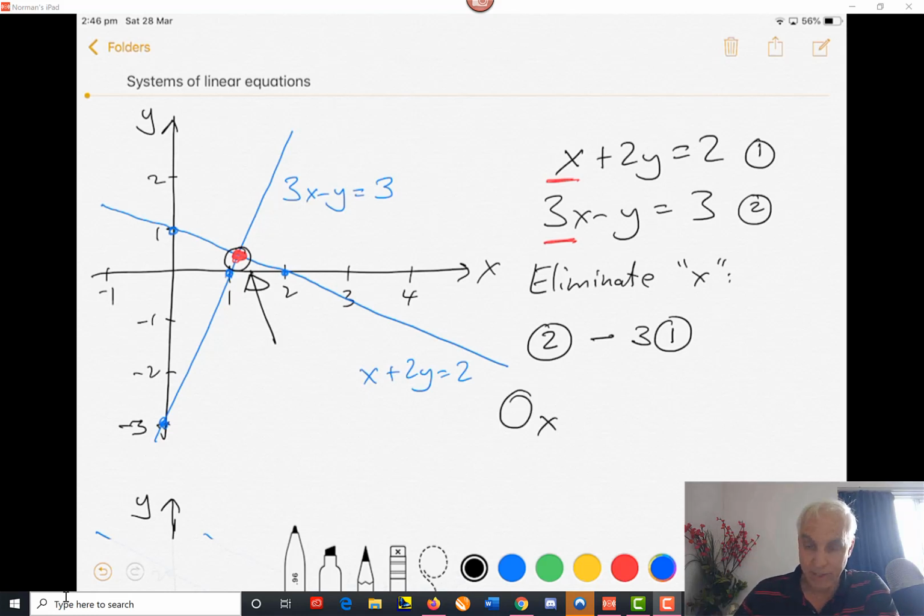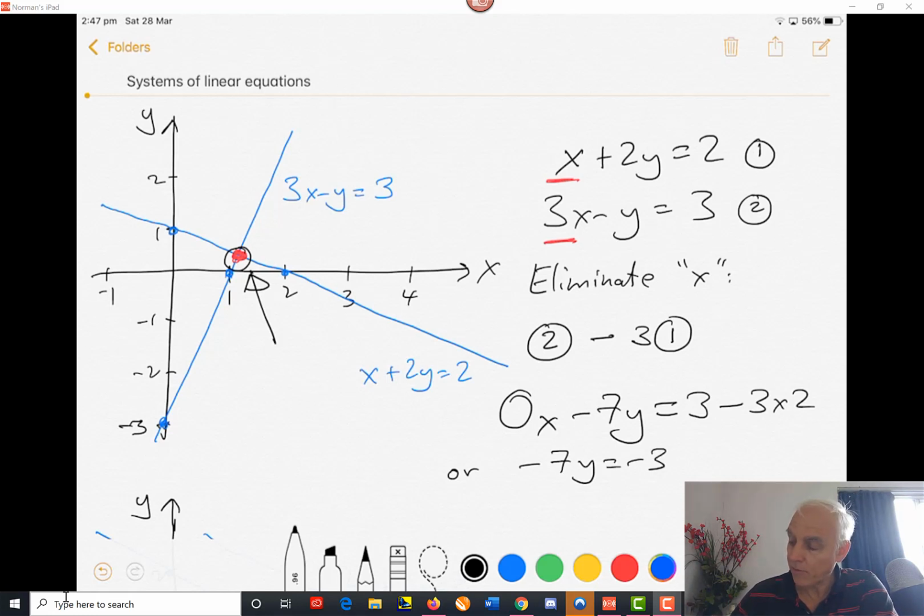And how many y's are we going to get? There's minus y from equation 2, and then we subtract 3 times equation 1, so subtracting 3 times 2y, for a total of minus 7y. And on the right hand side we have 3 minus 3 times 2. So altogether that's the equation minus 7y equals 3 minus 6, which is minus 3, so y equals 3 over 7.